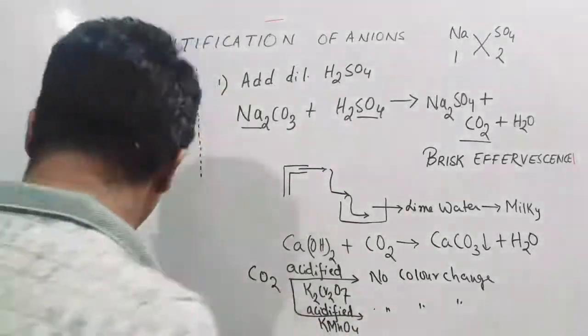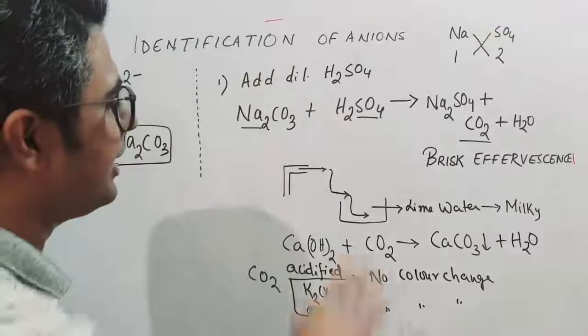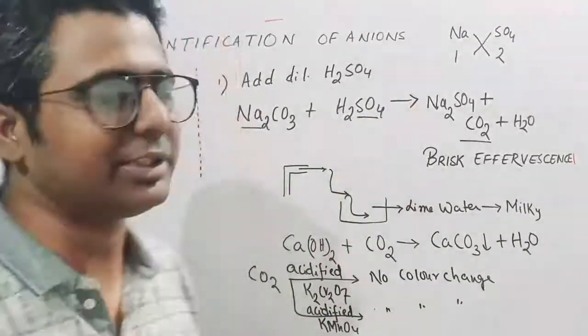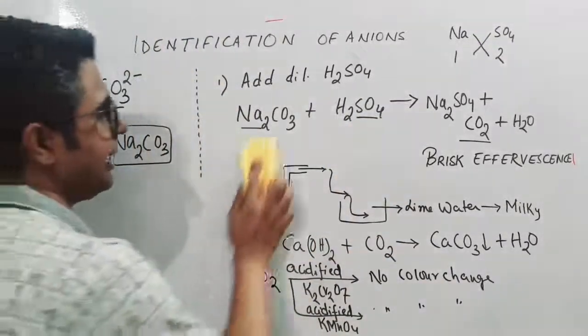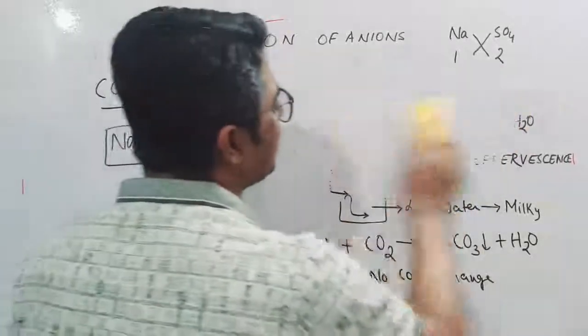So the test for carbonate is done. If it is a carbonate, this will give this observation and you are 100% sure definitely this is carbonate. So this is test number 1. And test number 2, there is another test.